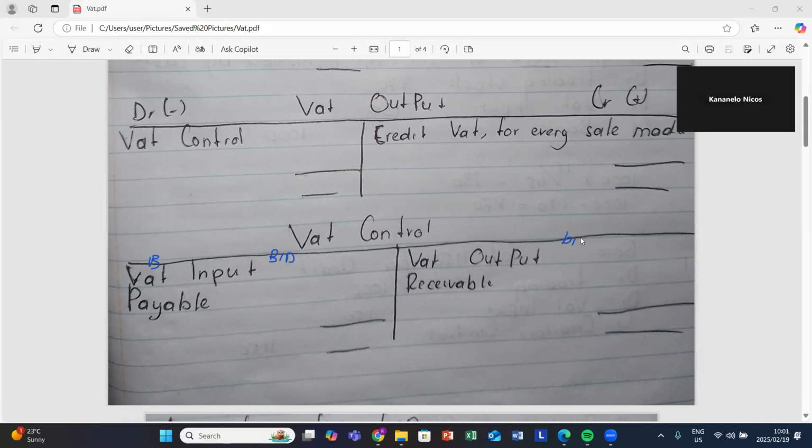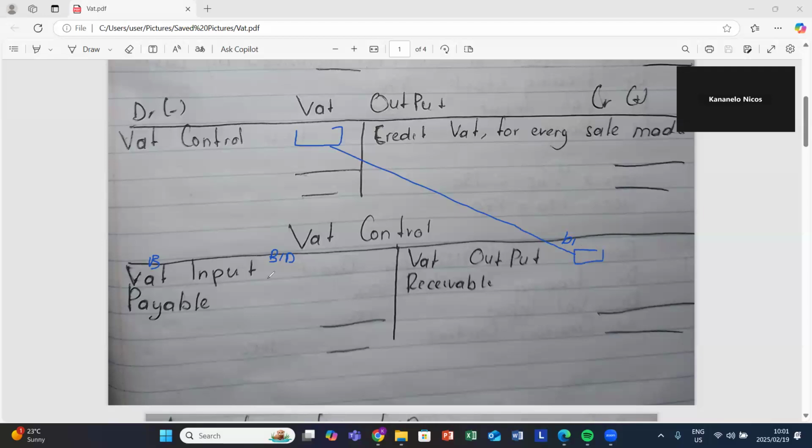And then you remember that when we were dealing with our VAT input, on the credit side of a VAT input, if I remember very well, you had VAT control, right? So that balance which you had there, you're going to write it as it is. So in our situation, we had said that it is 100 rand. And also in your VAT output, you're going to record this balance that you got here. You'll write it here.